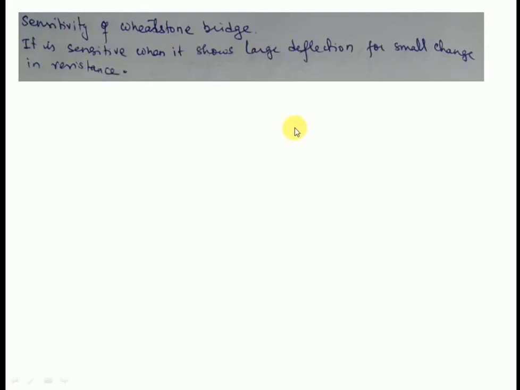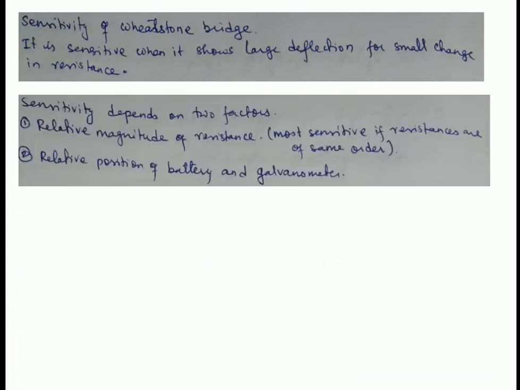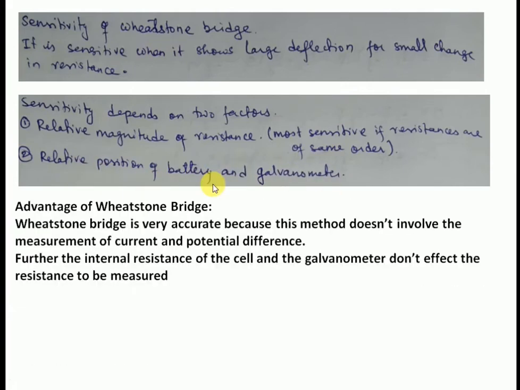So if you change any one resistor P, Q, R, S by a small amount, there should be a large deflection in the galvanometer. That time we call the Wheatstone bridge very sensitive, and the sensitivity depends on the relative magnitude of the resistances, meaning the difference in their values. So the bridge is most sensitive when all the resistors are of the same order, that means they are nearly equal or have the same values. And it also depends on the position of the battery and galvanometer.